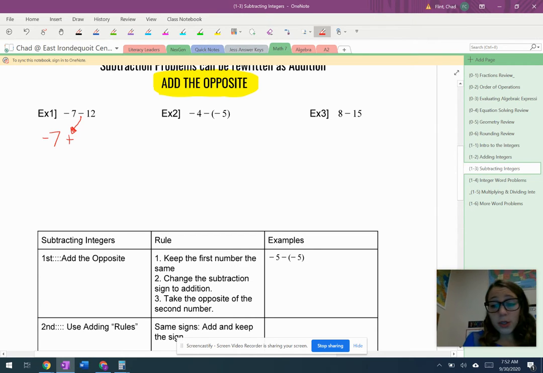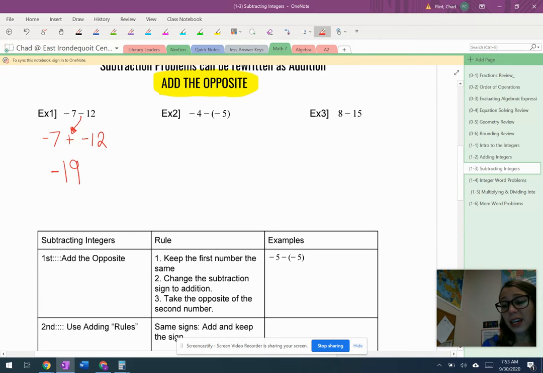So I'm changing that to addition, and then taking the opposite of the second number, the opposite of positive 12, which is -12. So -7 plus -12. And then I just use my adding rules. Those are the same signs, so I can add them and keep the sign. 12 plus 7 is 19, and then they're both negative, so my answer is -19.